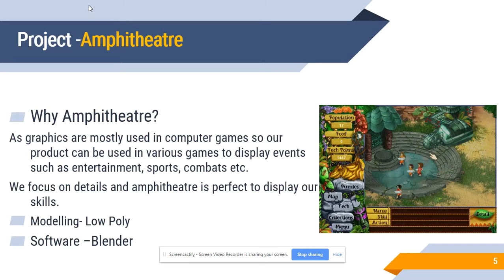Coming to our project, we've designed an amphitheater for this course. Why an amphitheater? An amphitheater involves a lot of shapes and a lot of orientations that need to be taken into consideration, a lot of parameters from a graphical standpoint. We've been using software known as Blender. It's a freeware and open source software. And the basic technical model that we've used is low poly modeling.